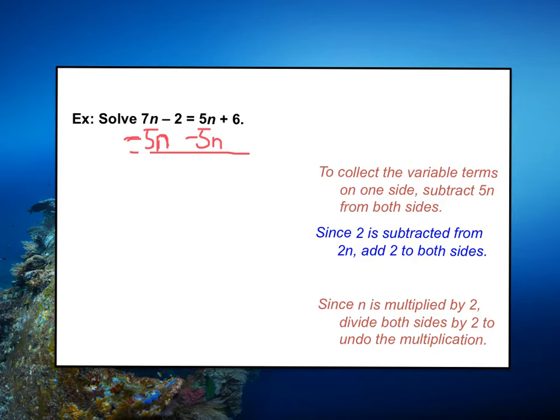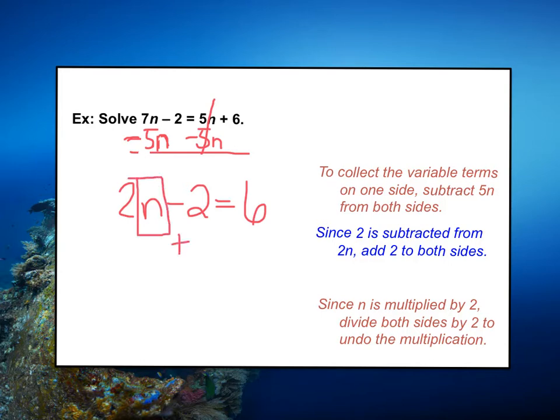7n minus 5n is 2n. If you have 7 n's, and then you subtract 5 n's from that, you'll have 2 n's left. You can think of it like food too. 7 Oreos, you eat 5, you have 2 Oreos left. So minus 2 equals, now if I have 5 Oreos and then I eat 5 Oreos, then I have no Oreos left, or no n's left if I subtract 5n from 5n. This equals 6.